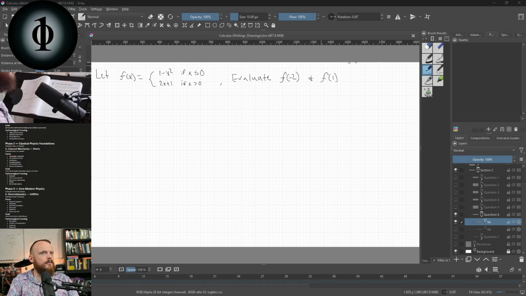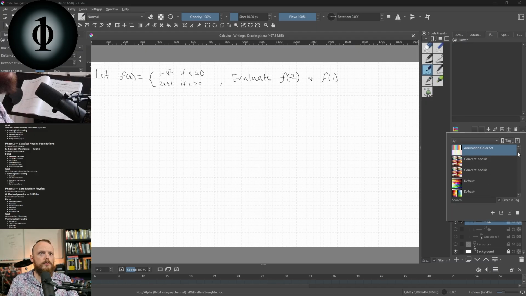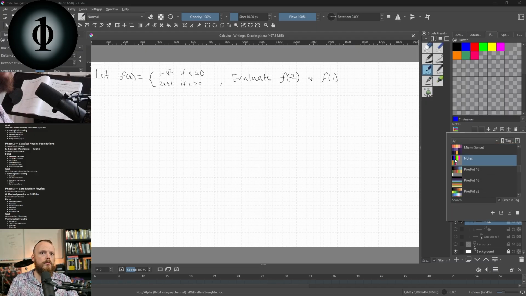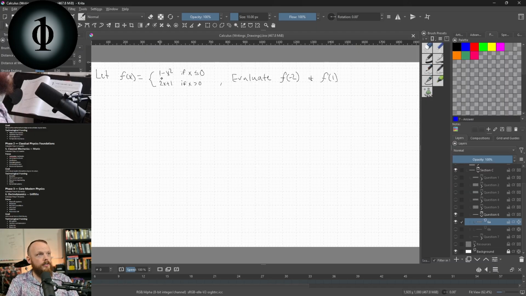Let f of x, pull up my notes. Let f of x equal 1 minus x squared and 2x plus 1. If, so 1 minus x squared is if x is less than 0. Oh, I added this, so I got a permanent graph I can just turn on or off in the back. Pretty sweet. Okay. 1 minus x squared if x is less than or equal to 0.